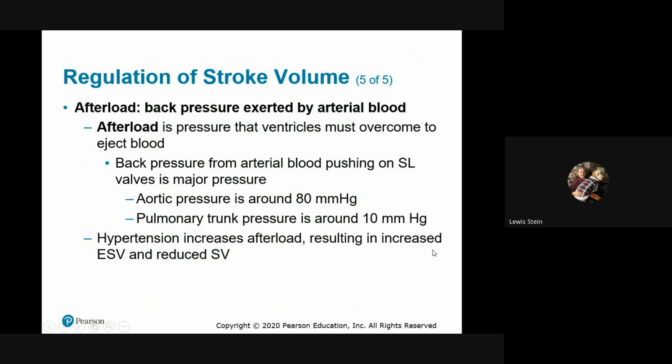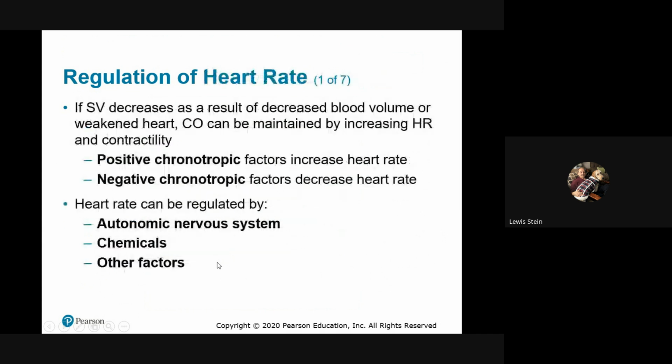So high blood pressure results in increased blood left in the heart and reduces the stroke volume. Bad. So if the stroke volume decreases as a result of decreased blood volume or a weakened heart, cardiac output can only be maintained by increasing the heart rate. So inotropic is force of contraction, chronotropic is time, rate. So factors that increase and decrease. You must know the terms inotropic and chronotropic.